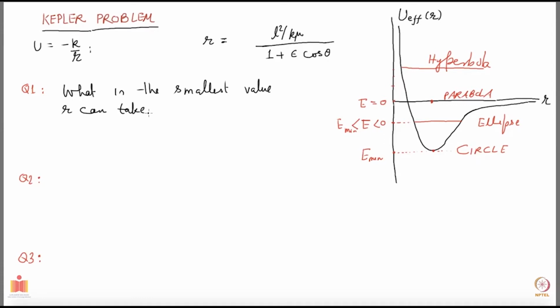That's a nice question to ask, because you would of course like to know how close these two particles are going to come. Then you may ask, what is the largest value that r can take? What is the maximum separation between them that's going to be possible? So what is the largest value that r takes?